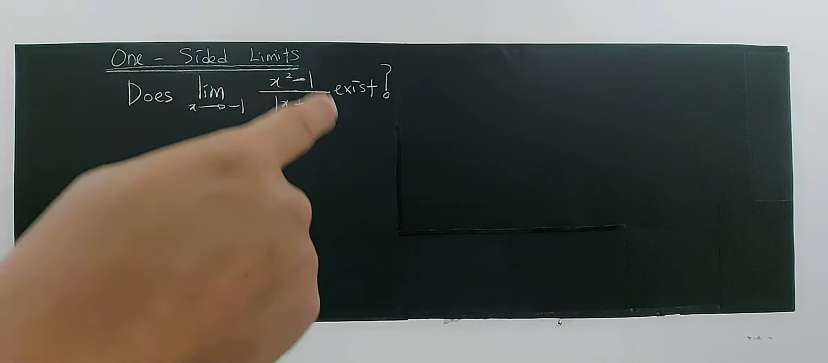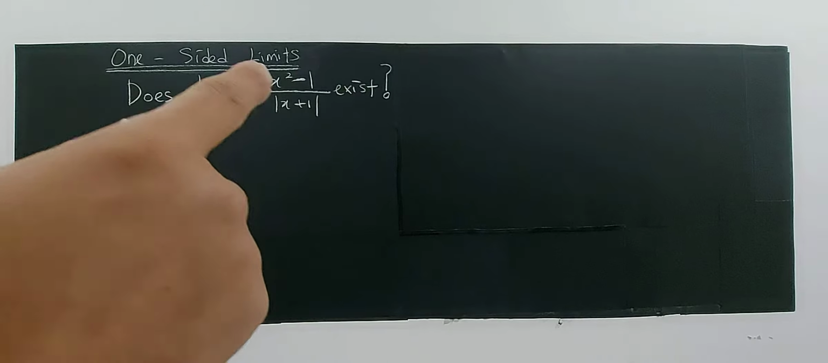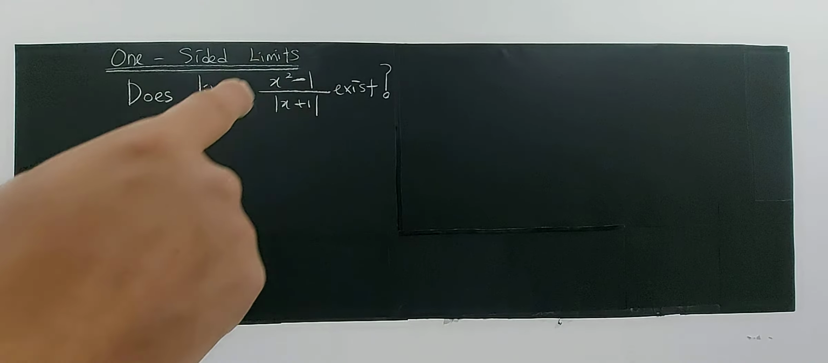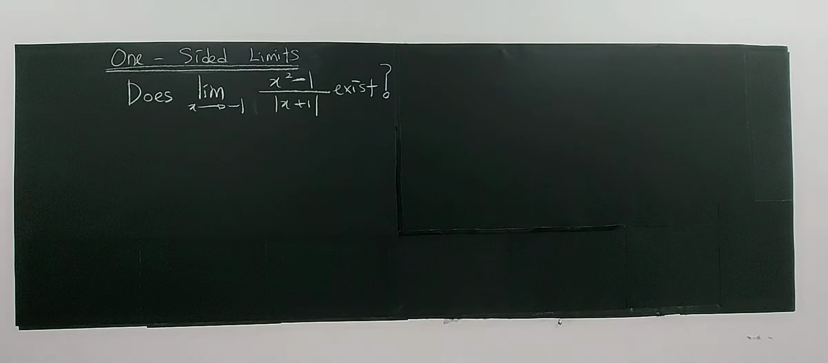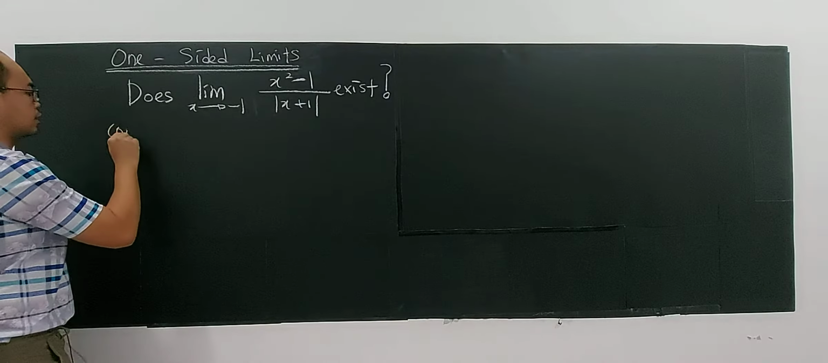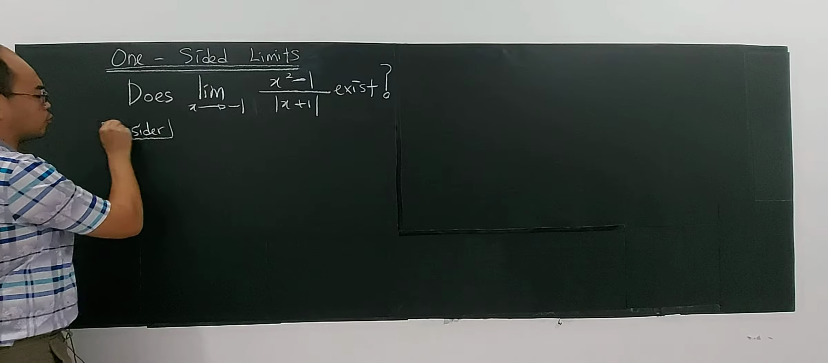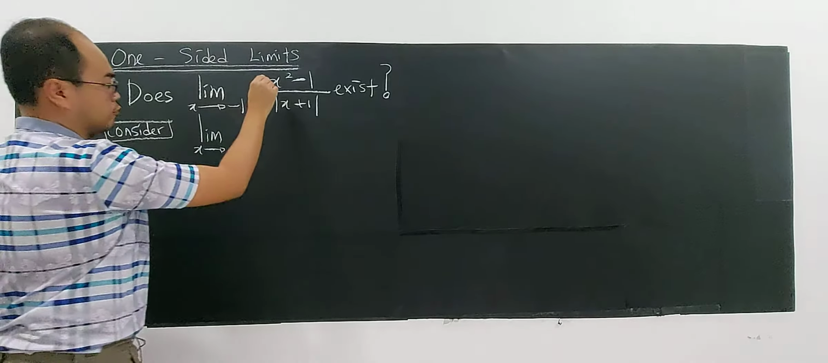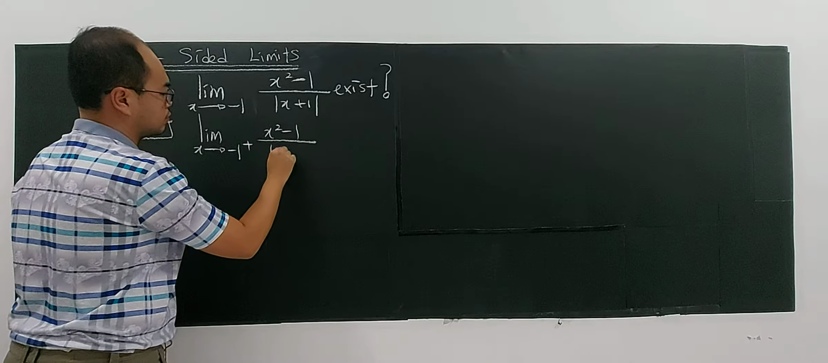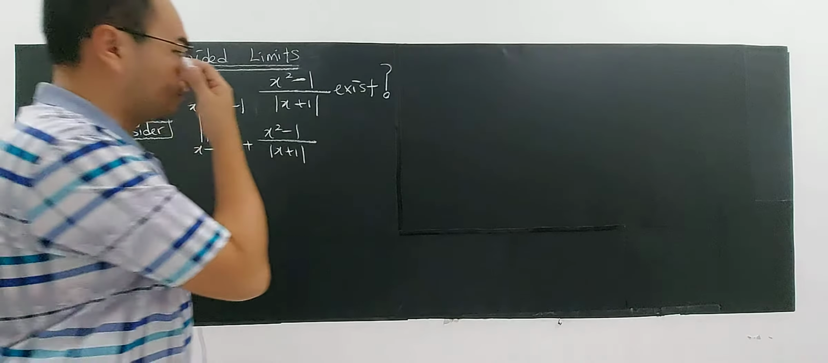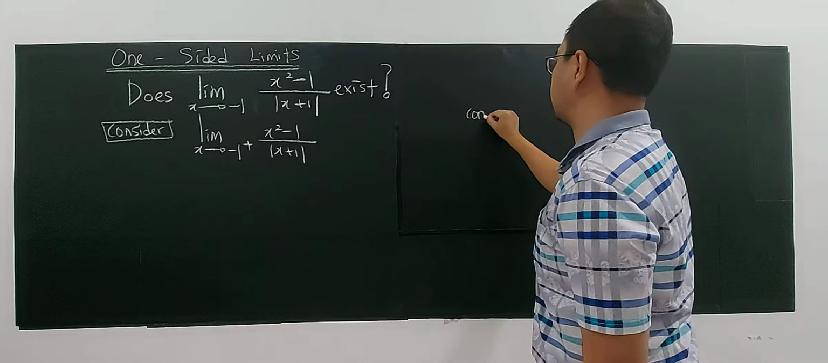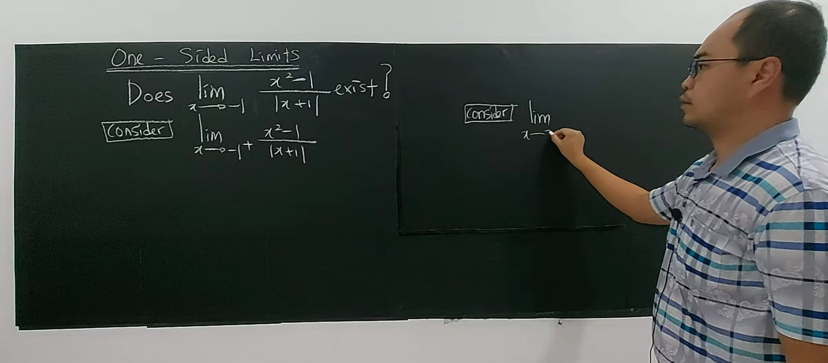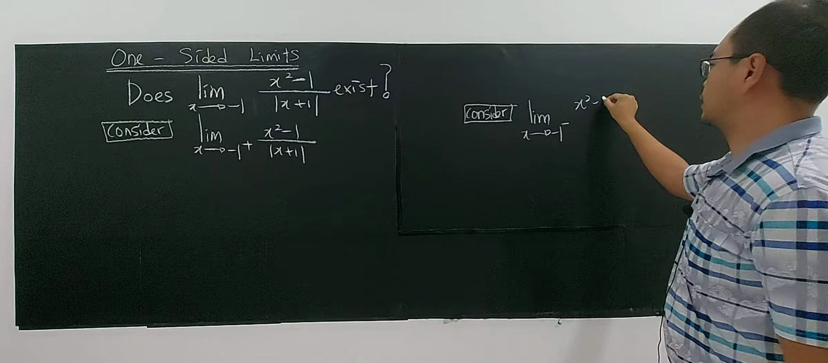If there is a modulus here, to determine whether this limit exists or not, we have to consider both the right hand side and the left hand side. You have to consider the limit as x approaching -1 from the right for this function, and the limit as x approaching -1 from the left.